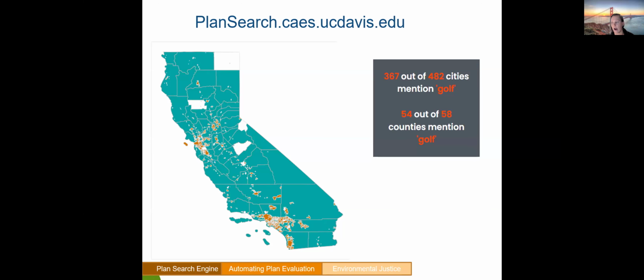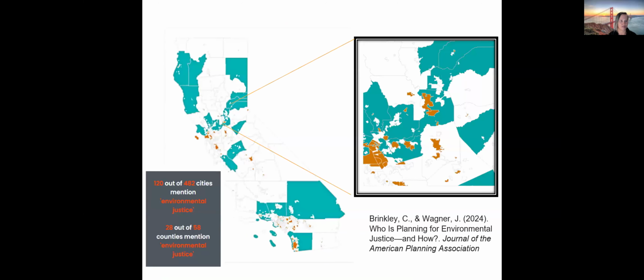So let me ask you all, how many cities and counties in California do you think use the term environmental justice? Just drop it in the chat. 2. All right. 50. All right. We got some good engagement there. Well, this is definitely going to blow your mind. Look at this. 120 out of the 482 cities are already addressing environmental justice.